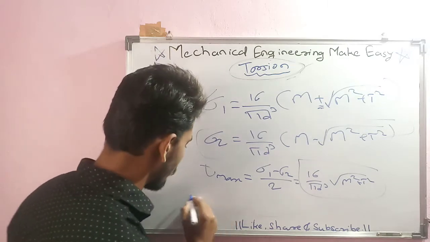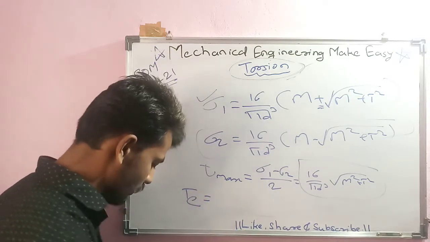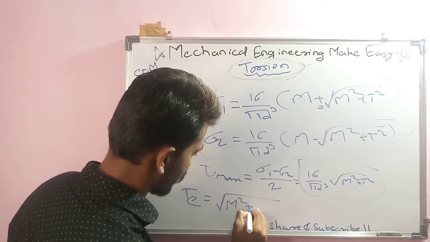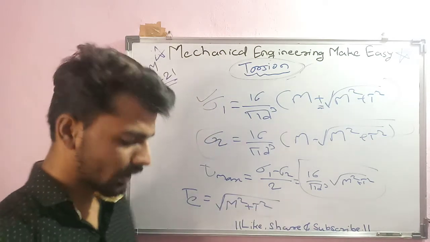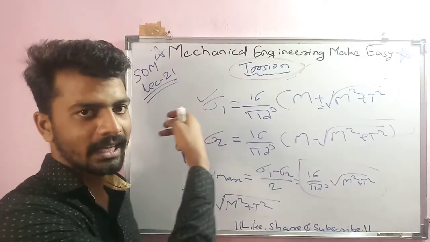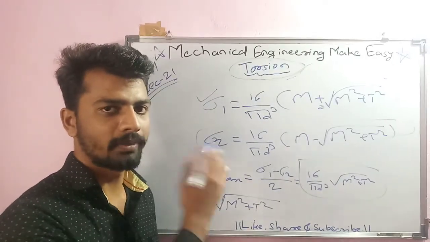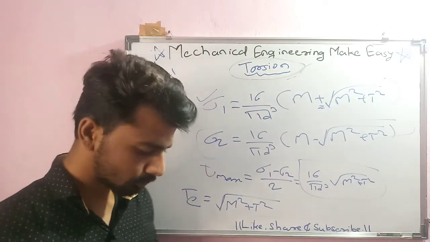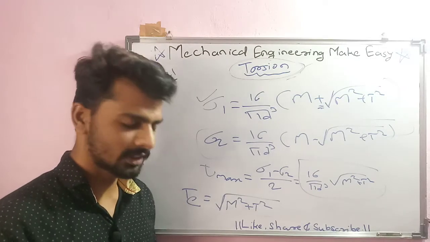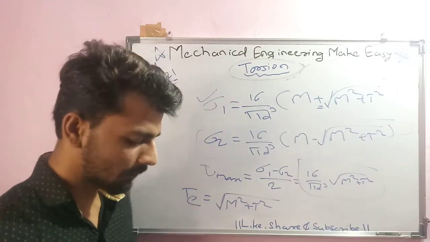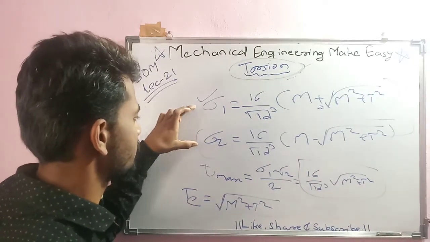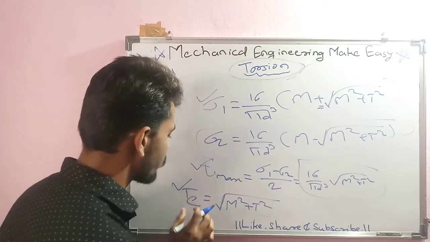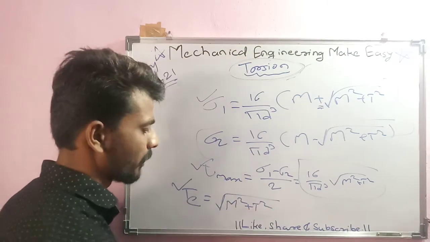And next is equivalent torque, Te, which is equal to under root of m square plus t square. Here what we have done is, we first calculated the bending moment or bending stress. After that, from shear stress we calculated the torque supplied, and then we came up with the principal stresses sigma 1 and sigma 2. From those we get the value of tau max, and the equivalent torque is simply under root of m square plus t square.